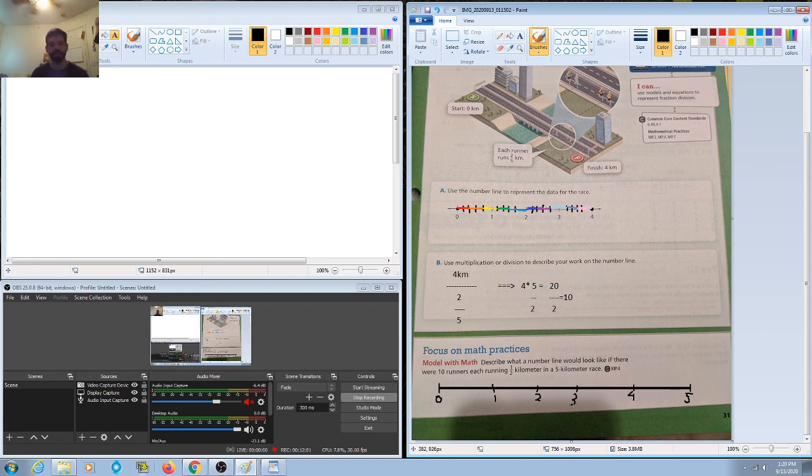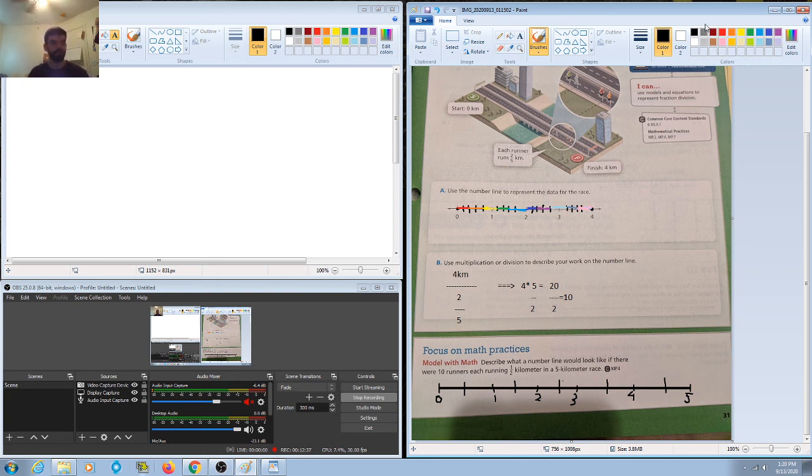What I want to do here is break up each interval in half instead of fifths like I did in the previous one, because each runner is running half a kilometer instead of 2/5. So I'm going to cut this interval in half, cut this interval in half, and so on for each interval. The reason for this is it allows me to represent the runners running half a kilometer, and that will show me the distance that they would travel in the race.